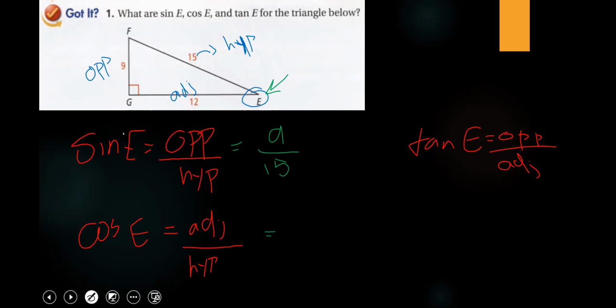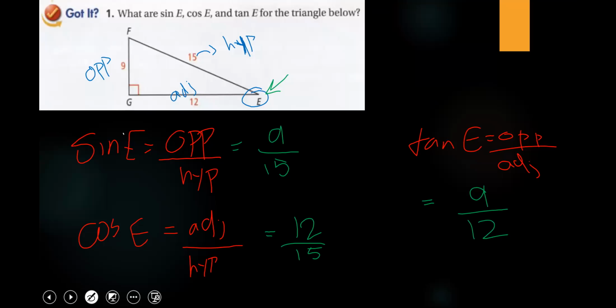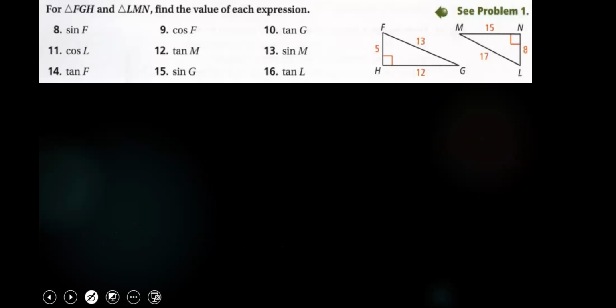Bravo. For angle E, where is the adjacent? 12 over 15. And for tan E, where is the opposite? 9 over 12. Bravo. That's it. Did you get the idea? Yes. Not very much, Teacher, because it's a new idea. When we solve extra examples, inshallah, you will understand more and more.